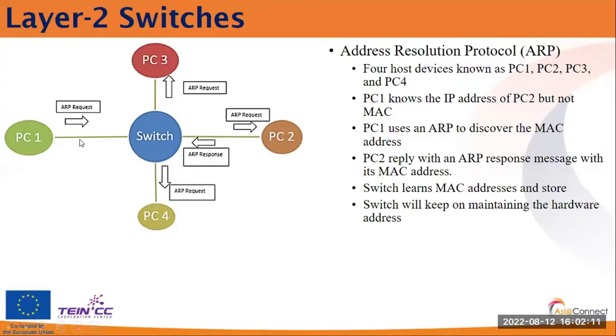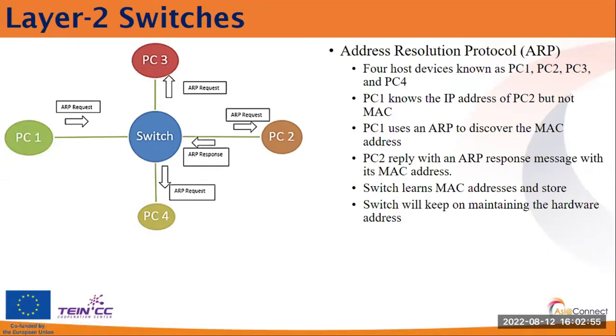Now, PC1 wants to send a data packet to PC2, from this position to this position. Although PC1 knows the IP address of PC2, as they are communicating for the first time, it is okay, but it does not know the MAC address of PC2. That means PC1 knows the IP address of PC2 but does not know the MAC address of PC2. Then what does it actually do?